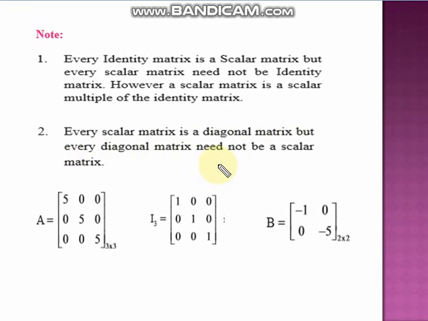But every diagonal matrix need not be a scalar. You can see this example. This is the diagonal matrix with -1, 0, 0, -5. Here these are the diagonal elements. Non-diagonal elements are 0. So this is a diagonal matrix, but it is not a scalar because diagonal elements are not same. So this is not a scalar matrix. Okay.